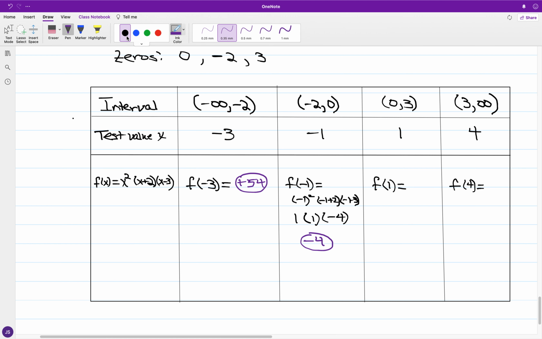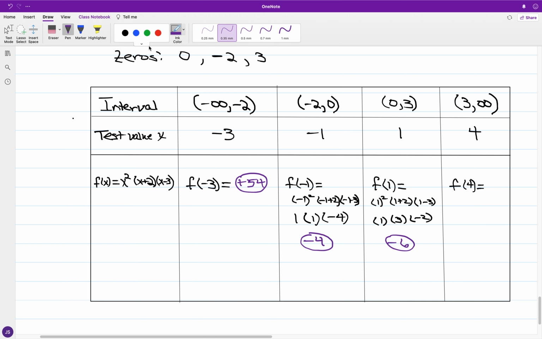And for f of 1, so you have 1 squared times the quantity 1 plus 2 times that of 1 minus 3. So 1 squared is 1. 1 plus 2 is 3. 1 minus 3 is -2. And this output, we have at -6.